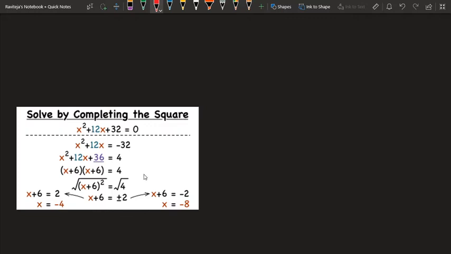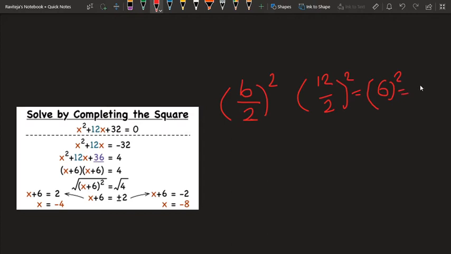Okay. In this example, there is no blank box, but it's good to get used to doing it in your head without the blank box. So let's just think about it. Remember the equation, b over 2 squared. Well, in this case, our b is 12. So we'd have 12 over 2 squared, which is just 6 squared, which is just 36. And that's how we get our 36 in this example.